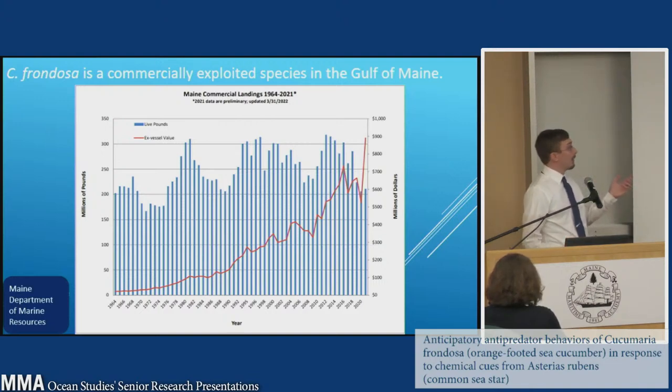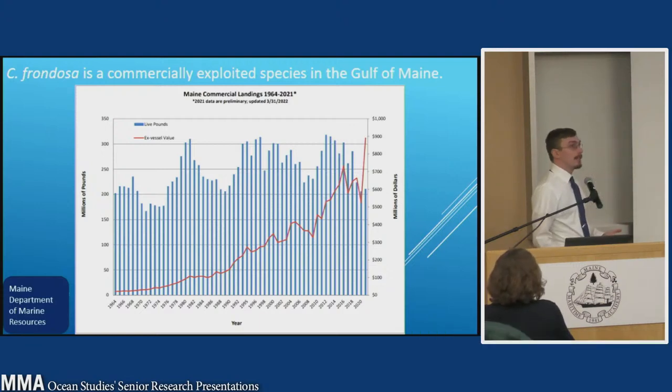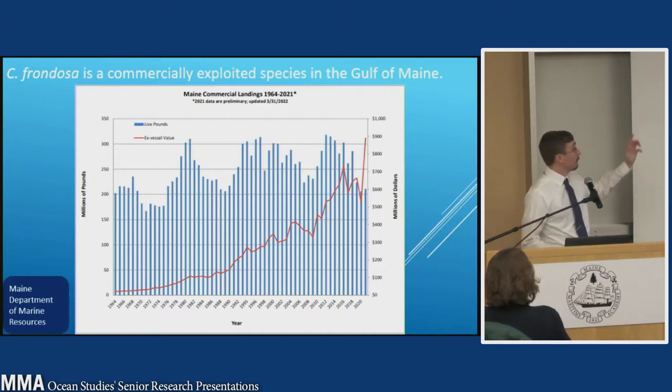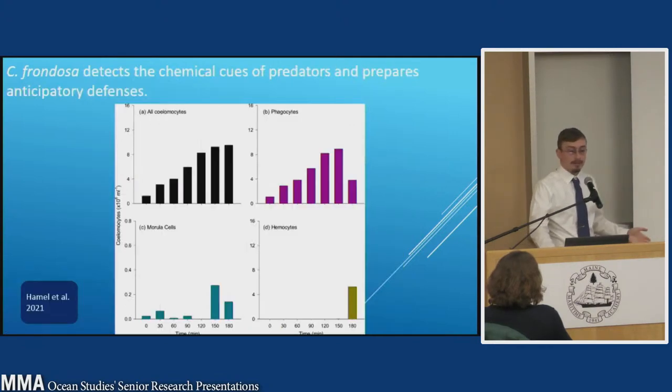This chart is from the Maine Department of Marine Resources, and it displays landing data for the species from 1964 up to 2021. The x-axis is just time over the years. The y-axis on the left is the weight of these annual catches in millions of pounds, and the y-axis on the right is the value in millions of dollars. You can see that value, displayed by the red line, shows an increasing trend over time as demand has increased in foreign markets where these are shipped.